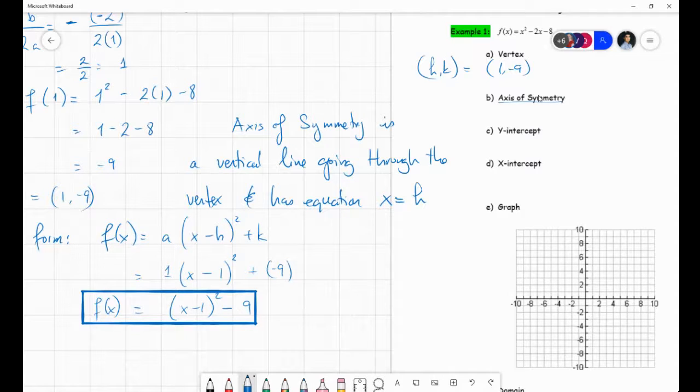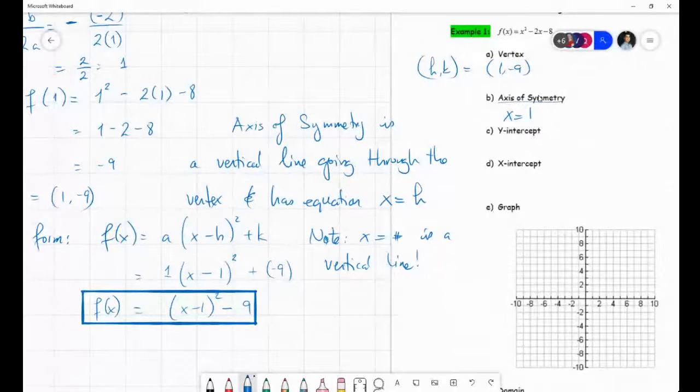H is 1. So your axis of symmetry is x equals 1. Okay, so make a note that x equals a number is a vertical line. All right, so now we can find our y-intercept and x-intercept.